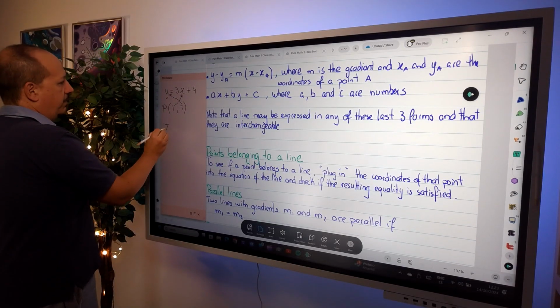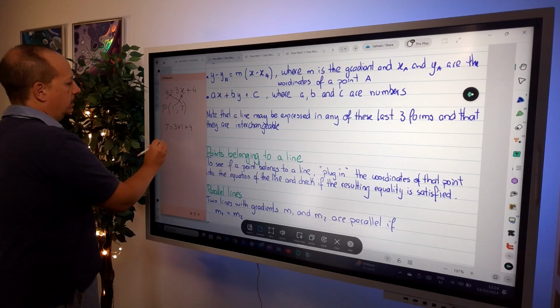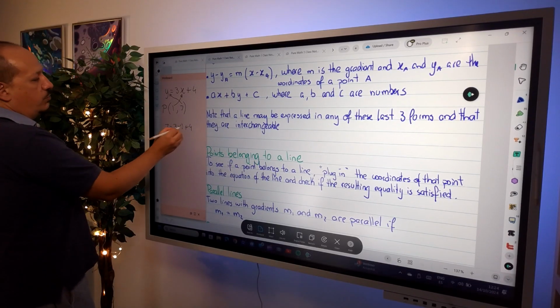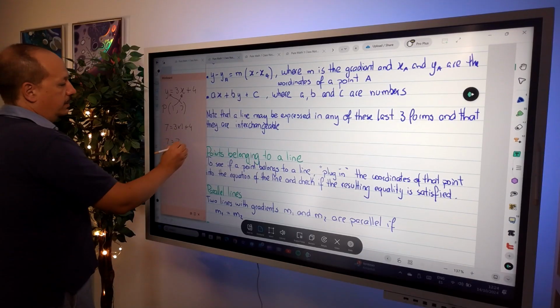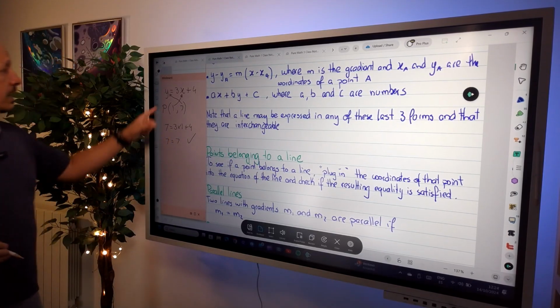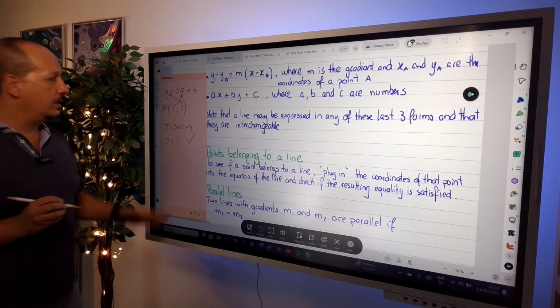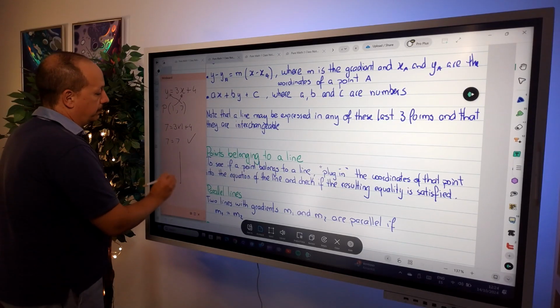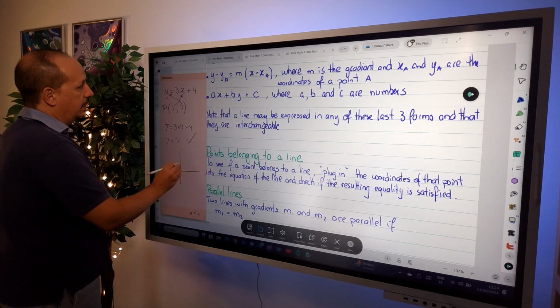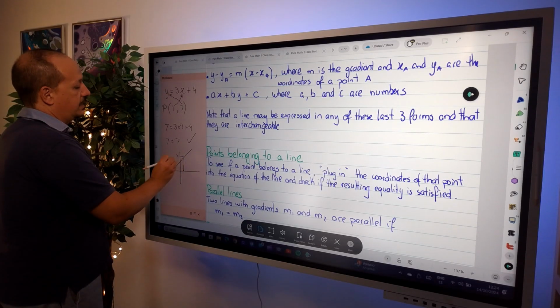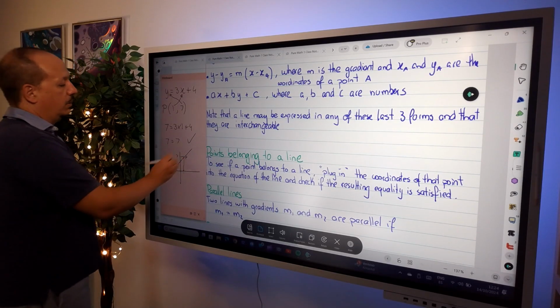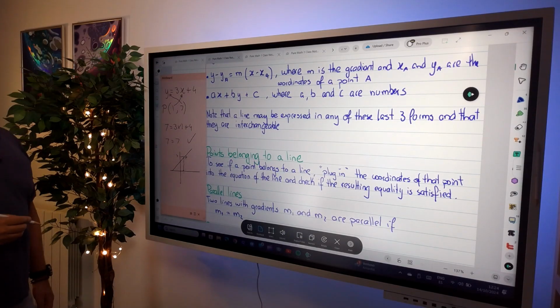So I have 7 equals 3 times 1 plus 4. 7 equals, this is 3 plus 4 is 7. This is true. It checks. So I have just proven that the point (1, 7) belongs to this line over here. So if this is 1, I will know that that is 7, a point P that belongs to this line over there.